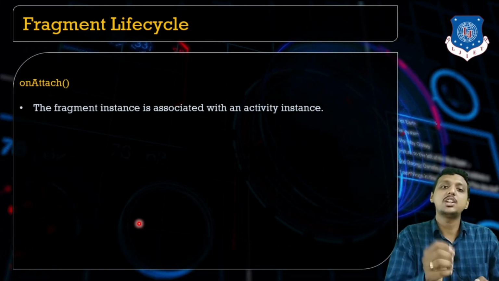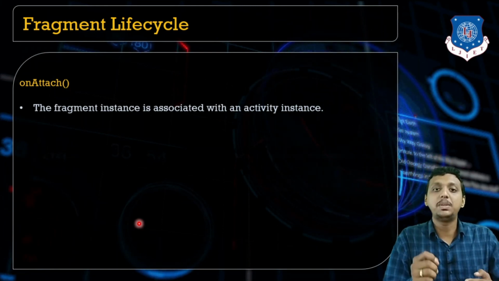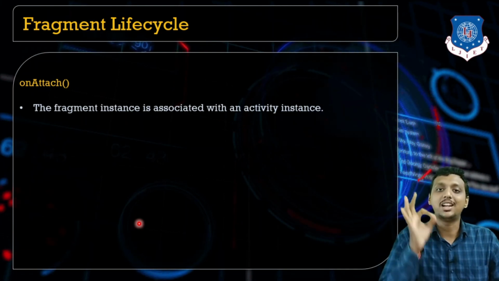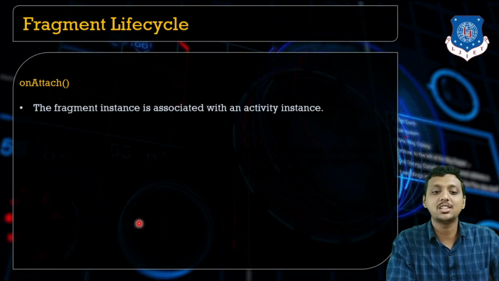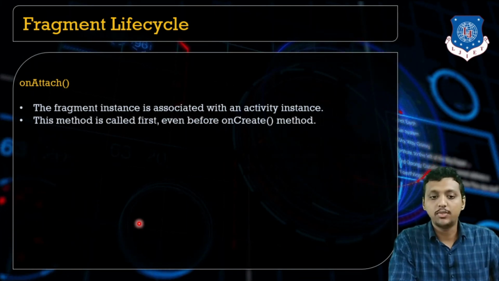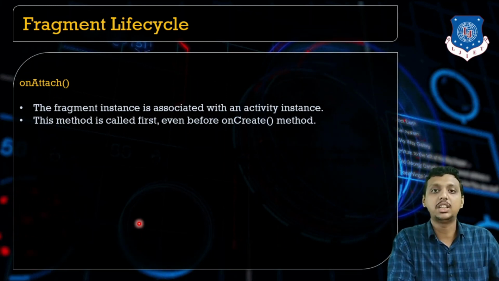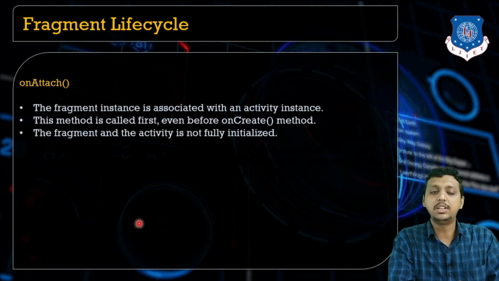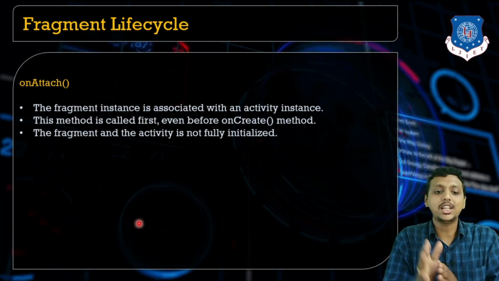Fine. So our first method is onAttach. That means you just need to attach your fragment to the activity. So the first method is onAttach. That means when the fragment instance is associated with an activity instance. Now, this method is called when the first onCreate method of the activity is called. Now, next, when we talk about the fragment, the activity is nullified or not initialized.